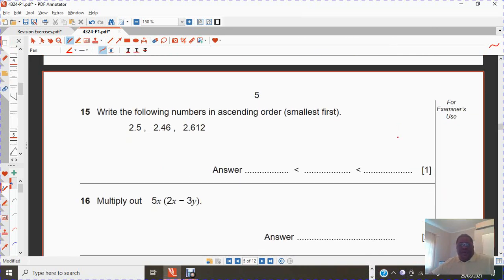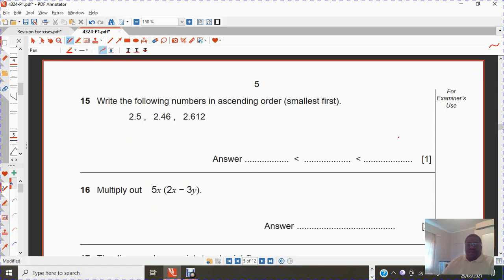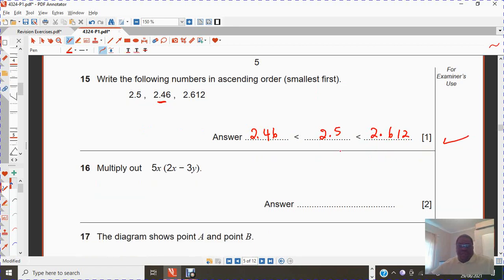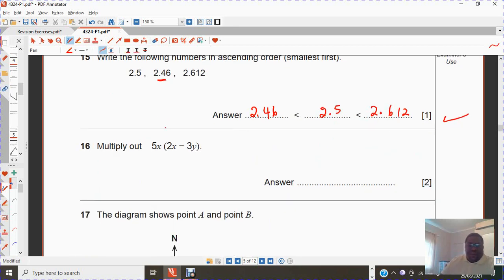Write the following numbers in ascending order, starting from the smallest. If you look at the smallest one, it has to be 2.46. Then the next one is 2.5. And then the bigger one there is 2.612. Obviously, looking at the place value, you'll get an idea. Right, multiplying out, you multiply that 5x, it's going to give you 10x squared and then 15xy.